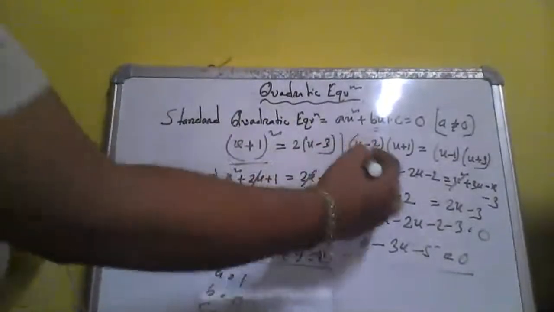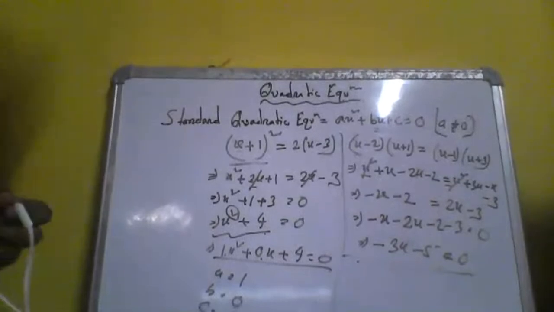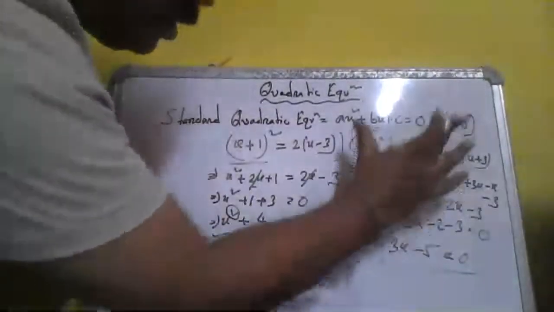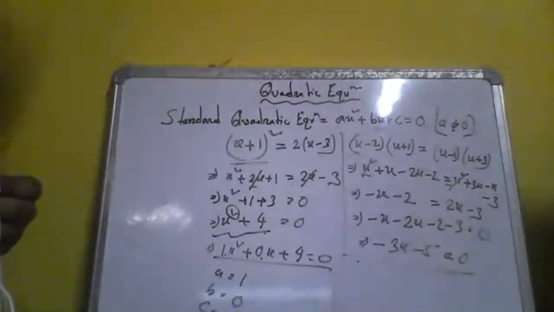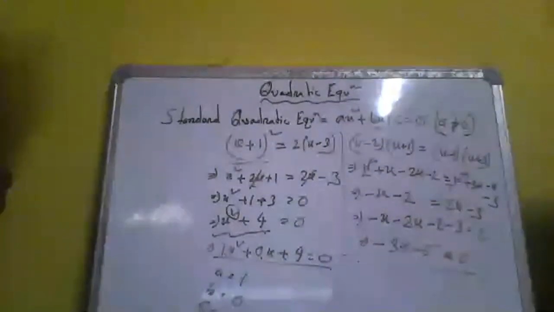In exams, sometimes one equation is given and they ask whether this equation is a quadratic equation or not. When this kind of equation is given in exams, first you solve it, and at last you see whether the highest degree of the equation is 2 or not. If not, then this one is not a quadratic equation. Understood?